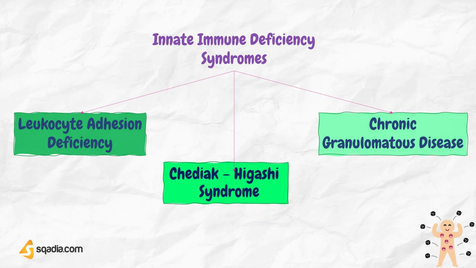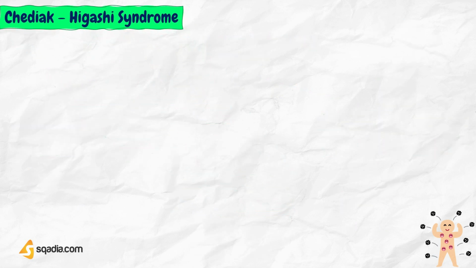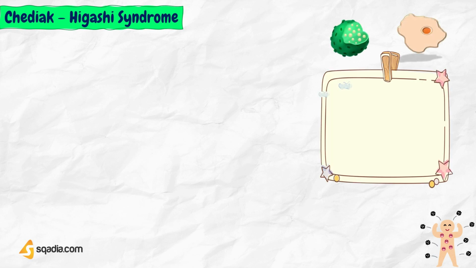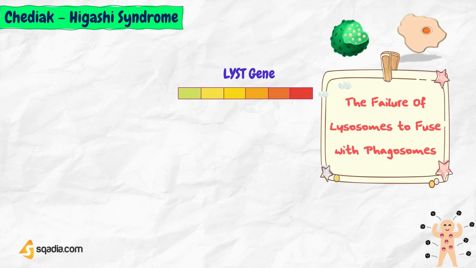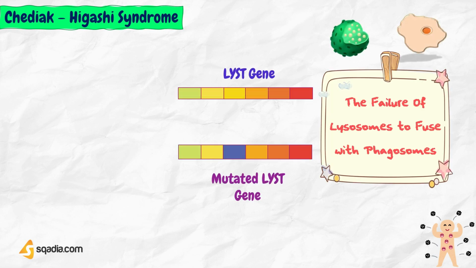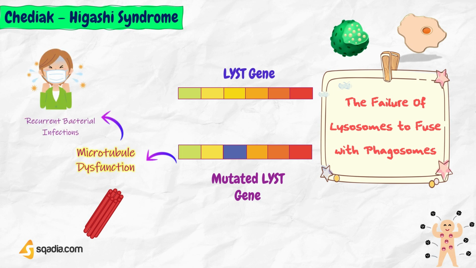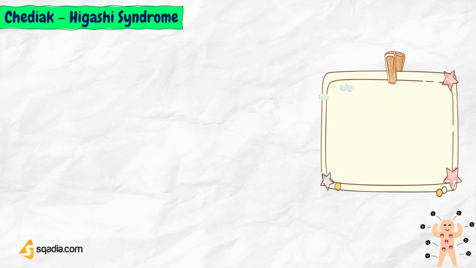Next up is the Chediak-Higashi syndrome. This is the failure of lysosomes to fuse with phagosomes. There's usually a mutation in the lysosomal trafficking regulator gene, which is the LYST gene. This causes microtubule dysfunction. As a result, these children have recurrent bacterial infections, especially by Staphylococcus and Streptococcus.